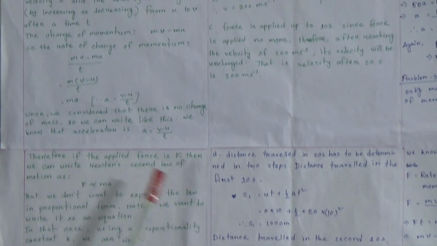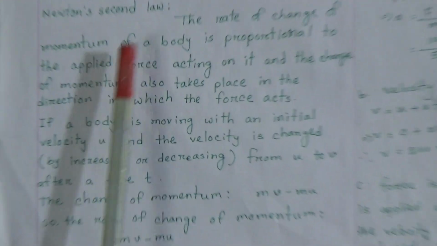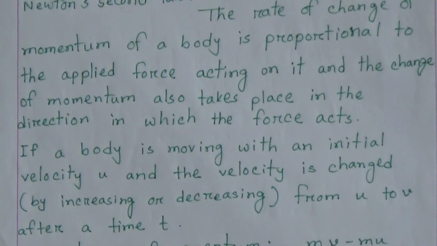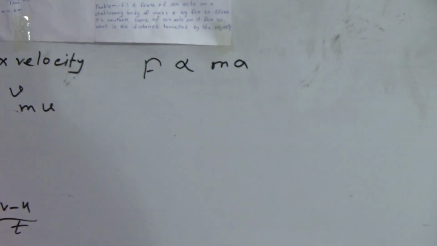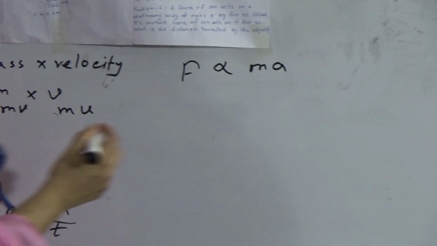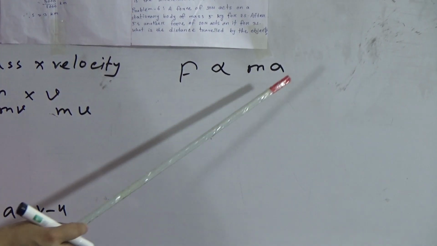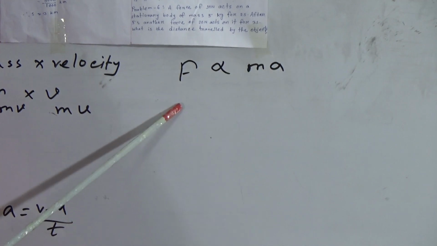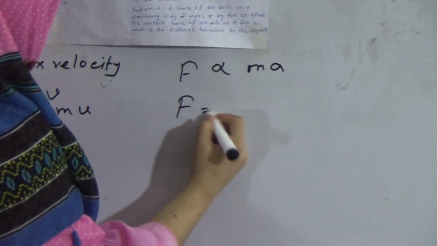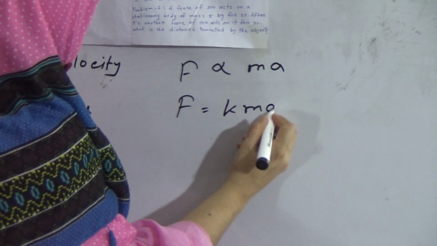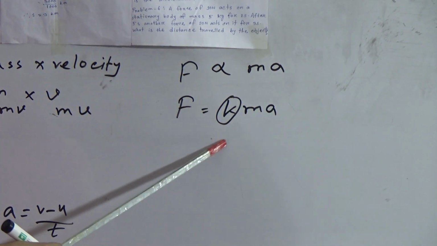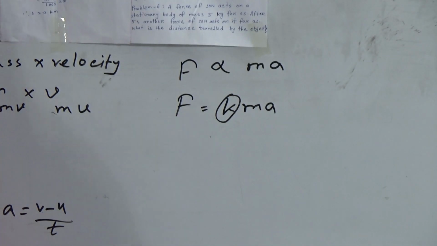Now, from Newton's second law, we know the rate of change of momentum of a body is proportional to the applied force. So we can write F proportional to ma. We don't want to express this law in proportionality form, so we can write F equals k ma, and this k is the proportionality constant, my dear students.